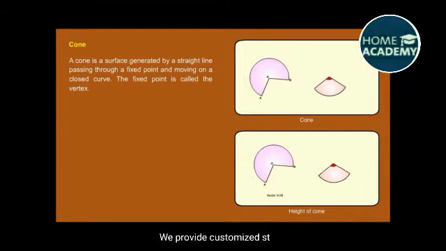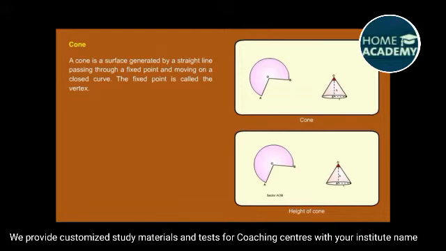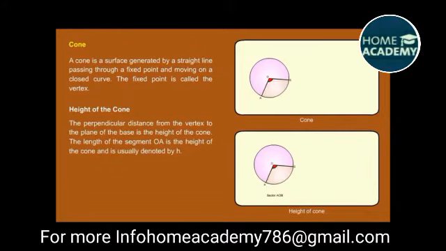Cone. A cone is a surface generated by a straight line passing through a fixed point and moving on a closed curve. The fixed point is called the vertex. Height of the cone. The perpendicular distance from the vertex to the plane of the base is the height of the cone. The length of the segment OA is the height of the cone and is usually denoted by H.